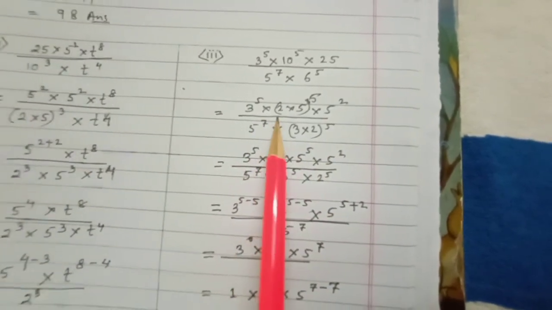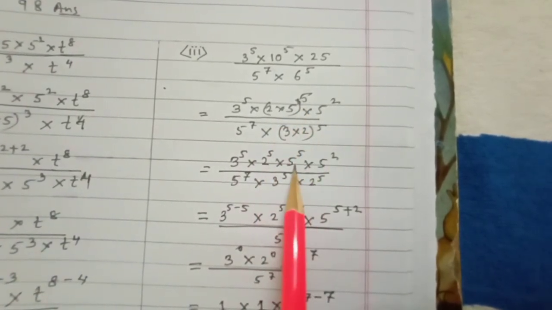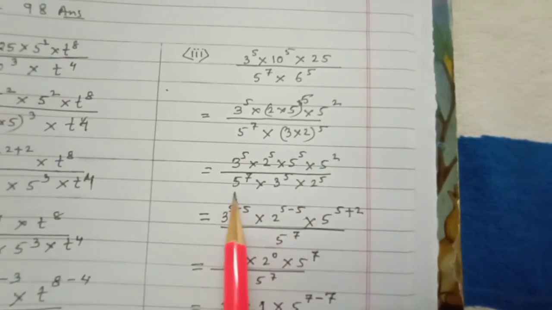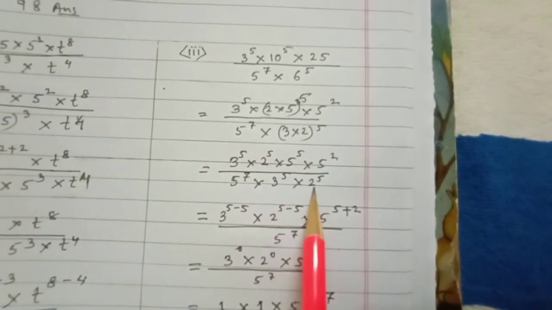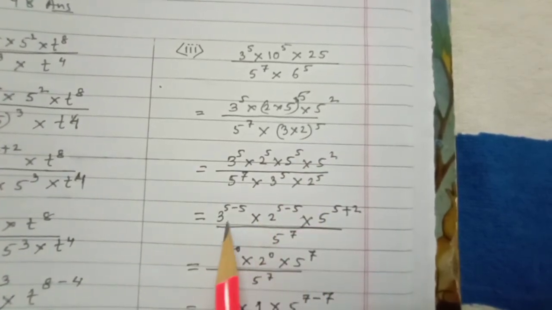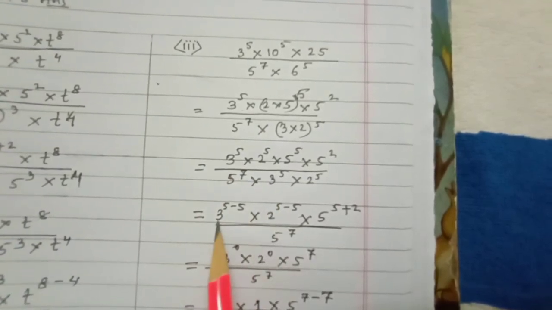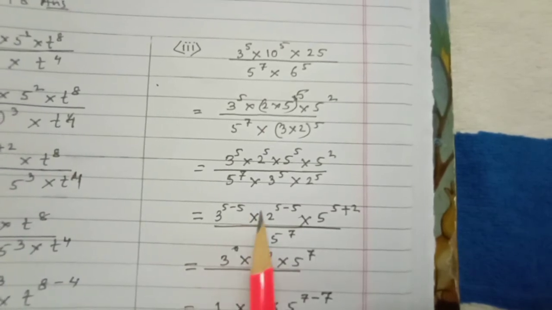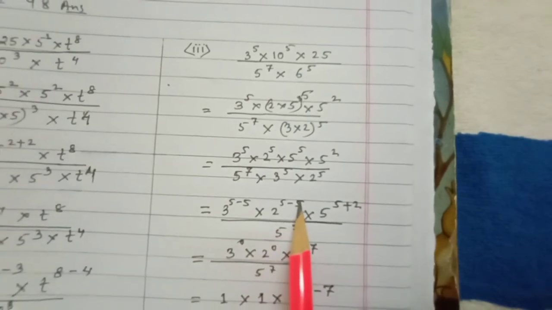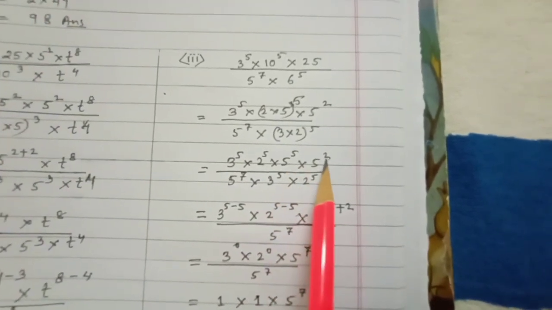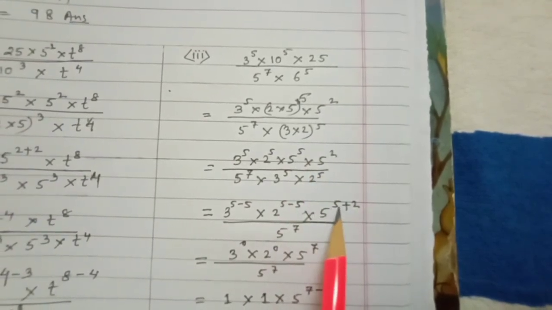Now 3 to the power 5, and 2 and 5 whole to the power 5, that means 2 to the power 5 separately, 5 to the power 5 and 5 to the power 2. Here 5 to the power 7, 3 to the power 5 into 2 to the power 5. Then 3 to the power 5 by 3 to the power 5 is the division condition, so 3 to the power 5 minus 5, 2 to the power 5 minus 5, and 5 to the power 5 into 5 to the power 2: bases same, multiplication sign, powers should be added, 5 to the power 5 plus 2.